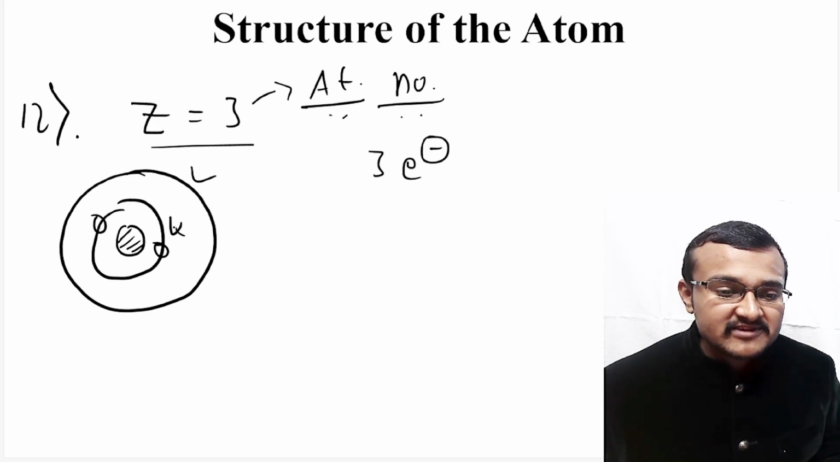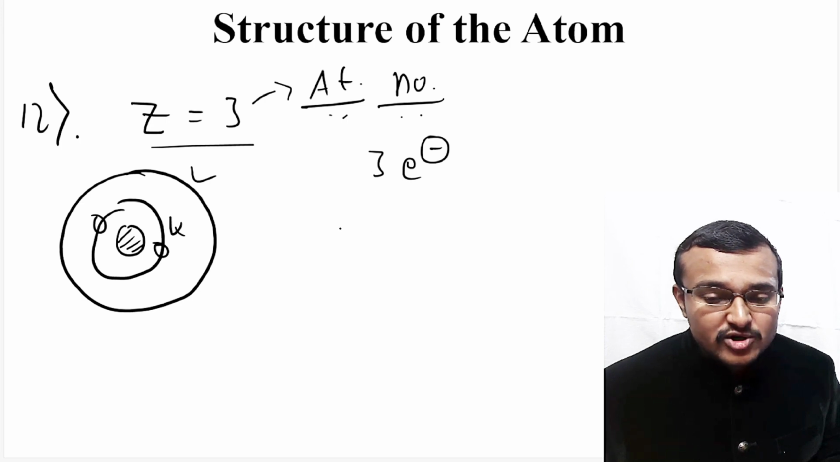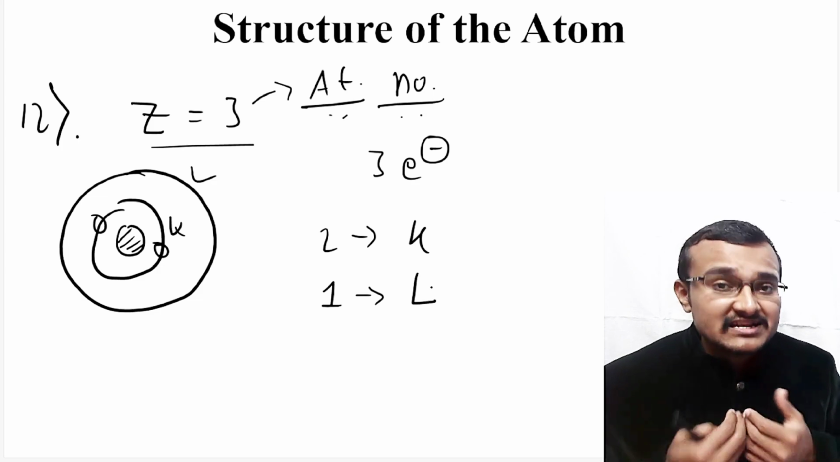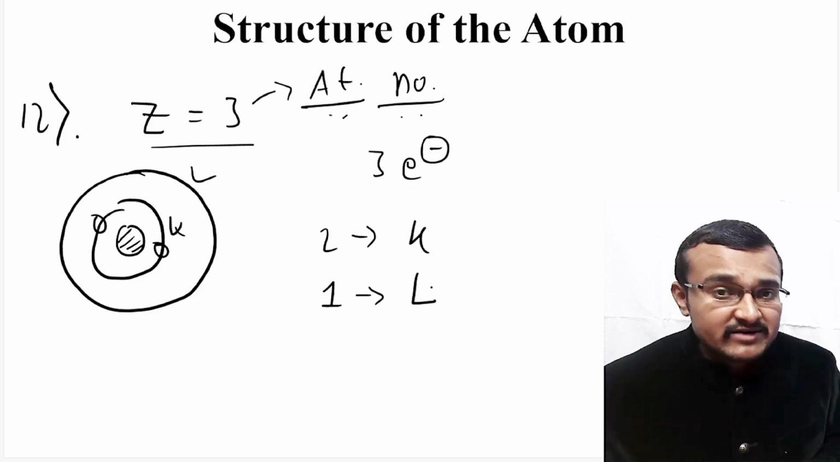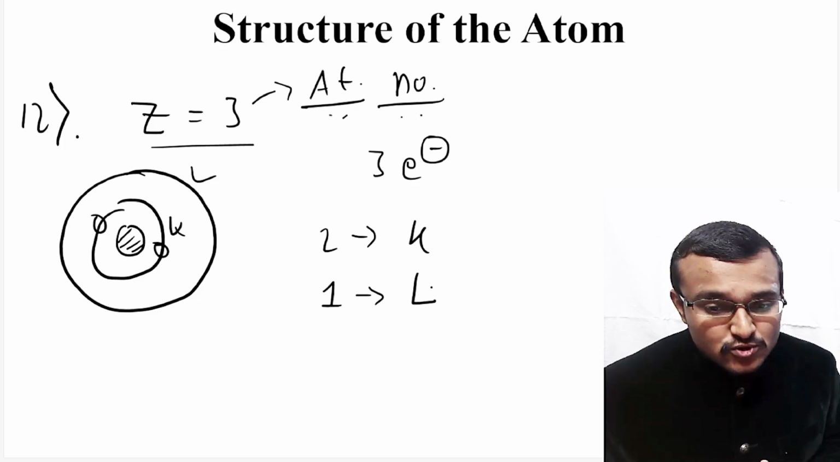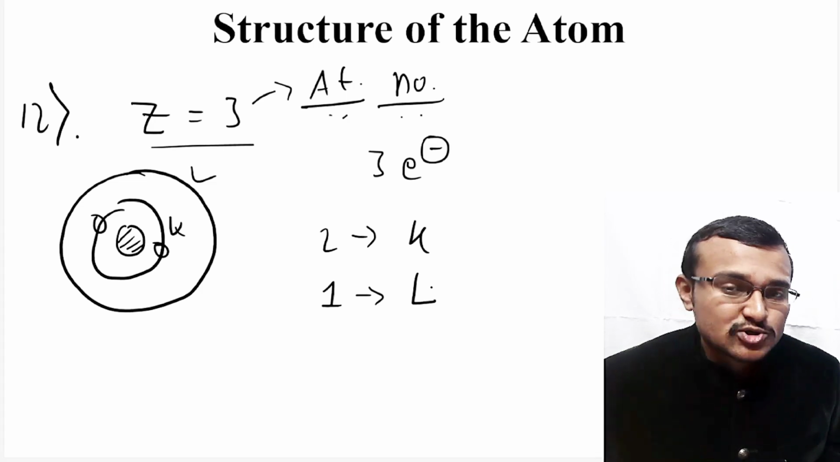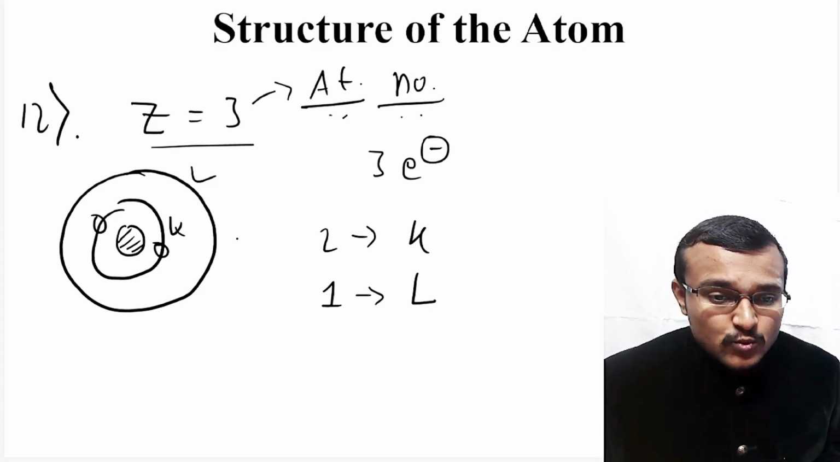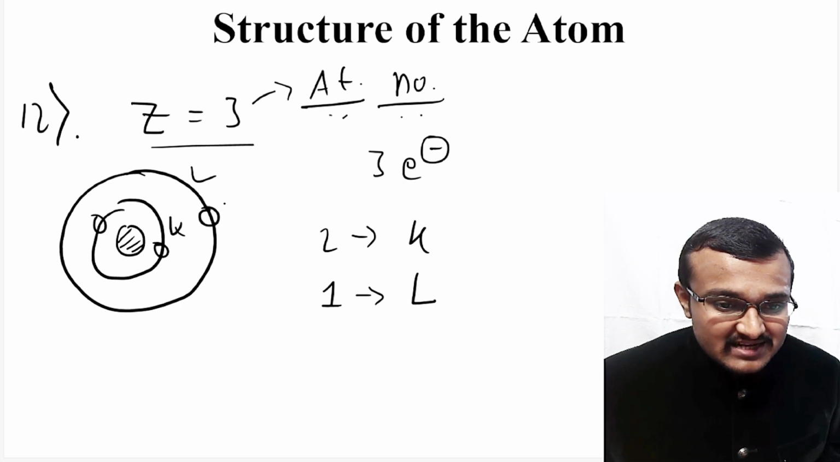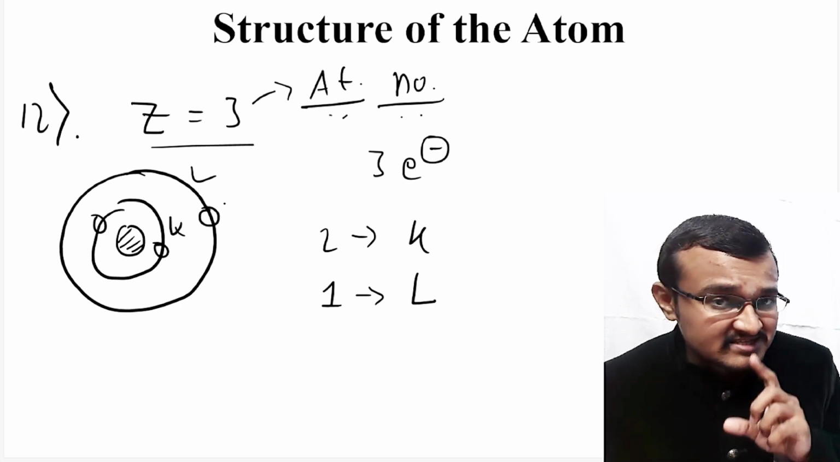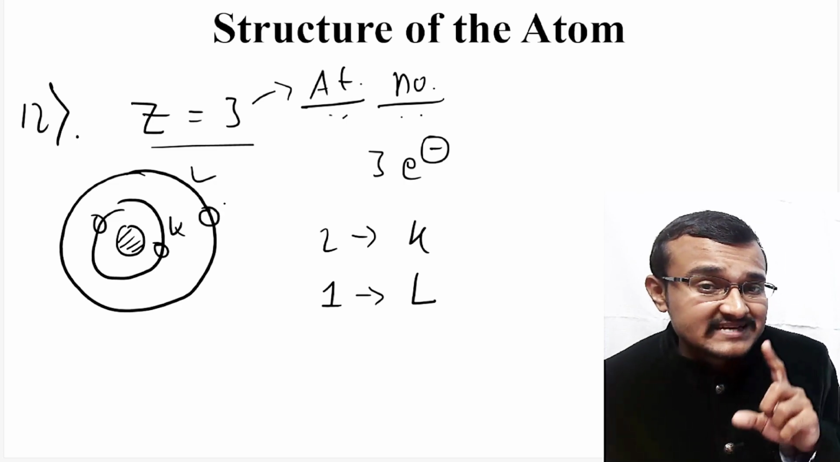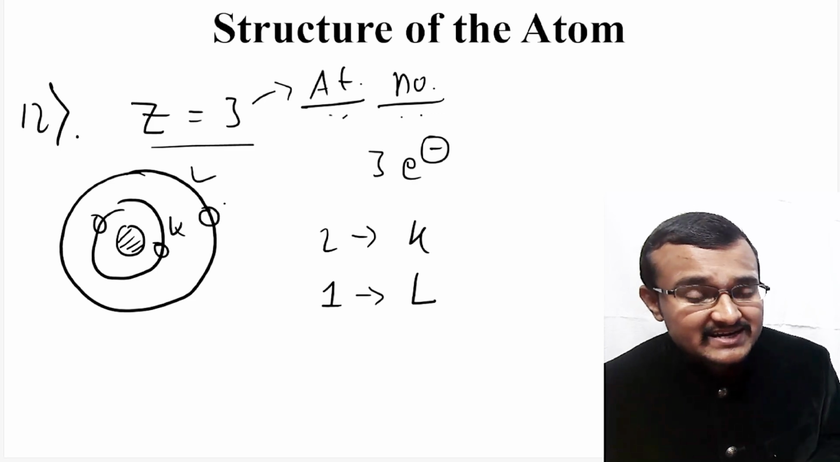So 2 electrons will fill this K shell and 1 more electron will be there in the L shell of this element which has atomic number Z is equal to 3. So here this element has 1 electron in its L shell. So only 1 electron is there in L shell. The maximum capacity of L shell is 8, so that means 8 electrons can be accommodated in L shell.